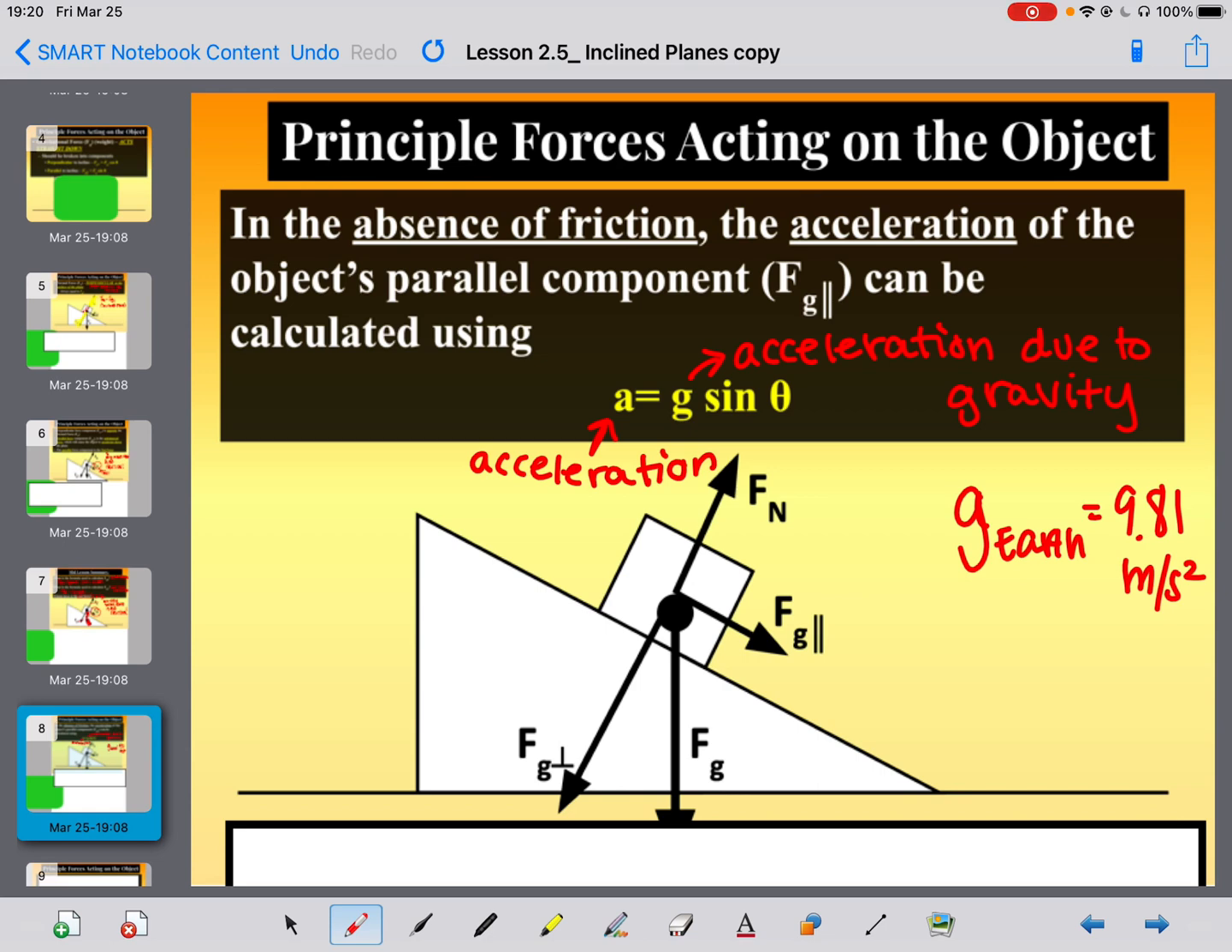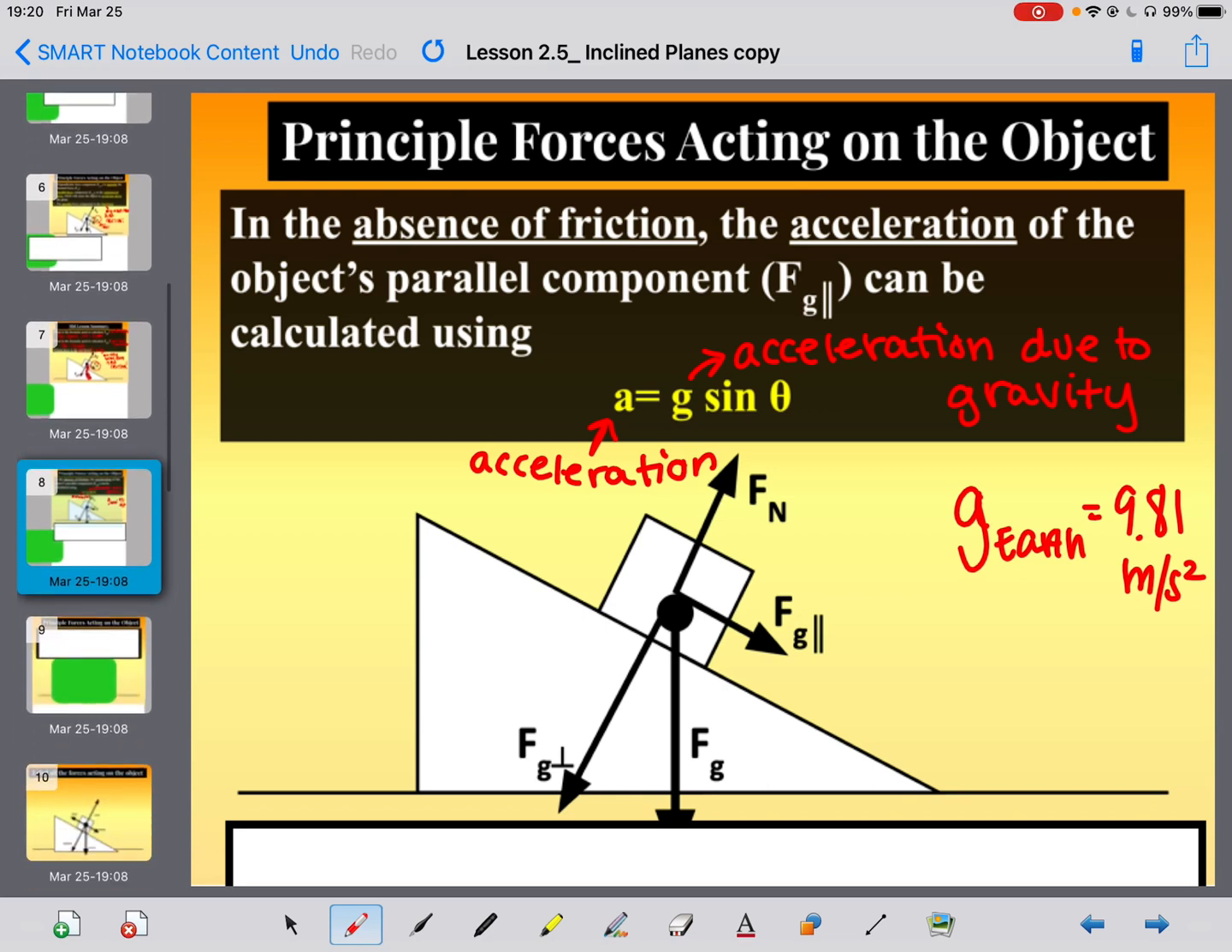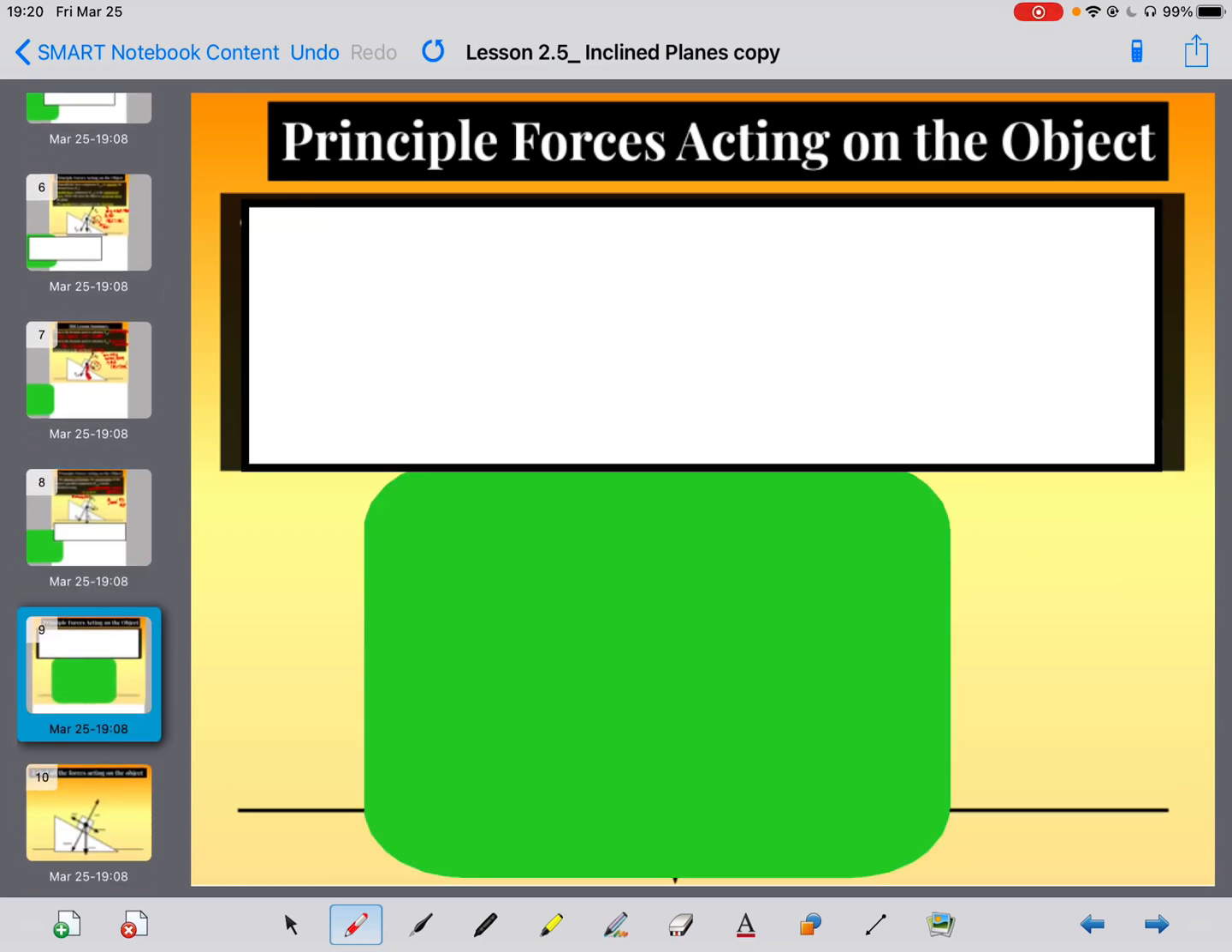And it's going to be calculated using that formula, A equals G sine theta. But that formula itself will not be on your reference table, okay? So this next part is going to sound a little crazy. We know from kinematics, we know from the first part of forces, right? On a horizontal surface, we had, oh my goodness, I'm sorry.